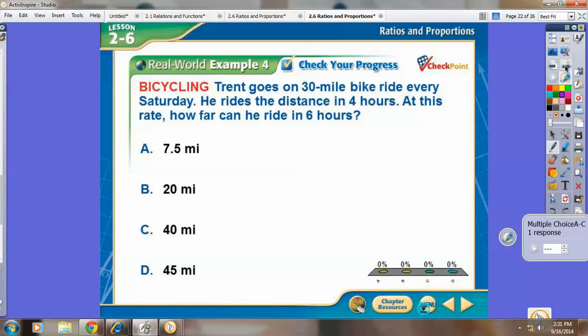So how much is that per hour? 30 divided by 4 would be 7.5. Not minutes, but miles. How far can you go in an hour? Miles. Good job. So we're talking about miles.